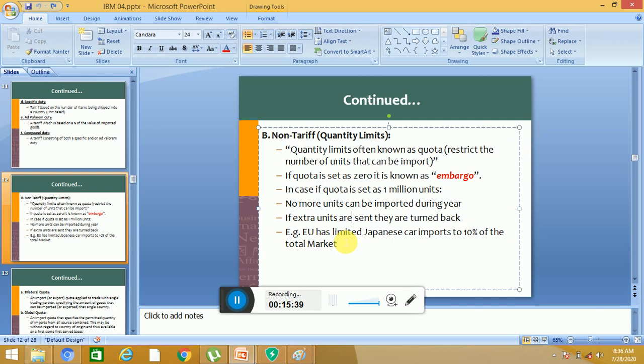Example, the European Union has limited Japanese car imports to 10% of the total market. The European Union set a quota for Japanese vehicles that you can only export 10% vehicles of the total market to the European Union.